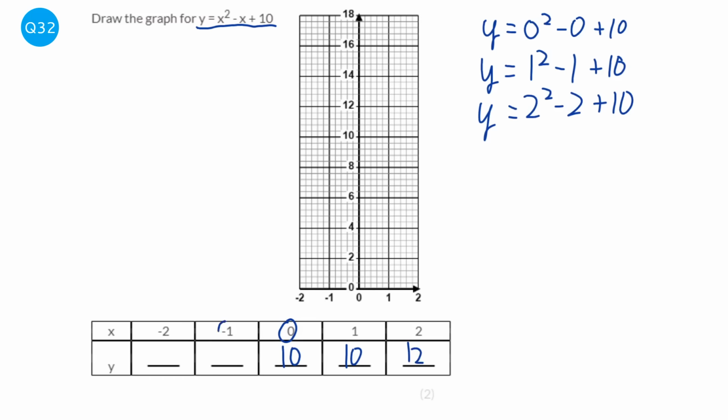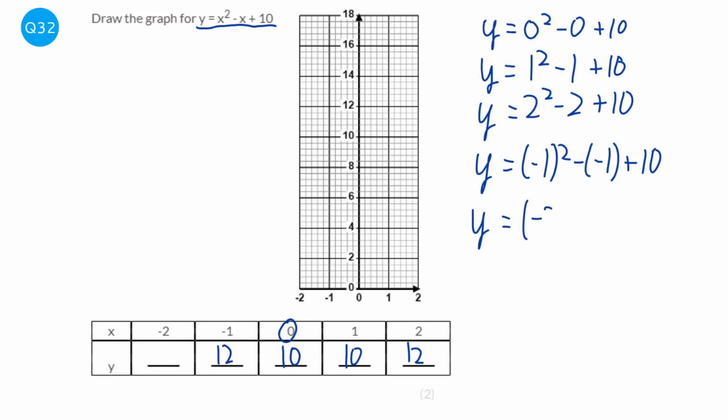Now we're going to do the negative, so we're going to look at minus 1. So it's y equals minus 1 squared, minus minus 1 plus 10. So a little bit more complicated here. Minus 1 squared is just 1. Now here you have two negatives together. When you have two negatives together, it makes a plus. So we've got 1 plus 1 plus 10, which is going to be 12.